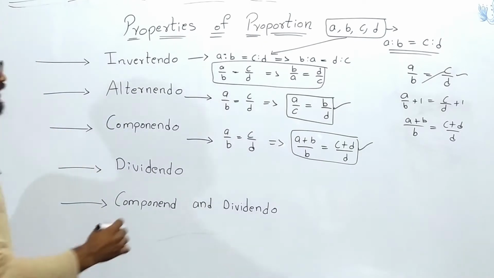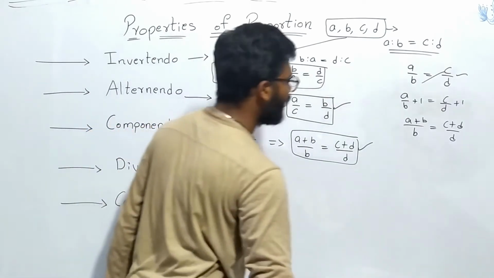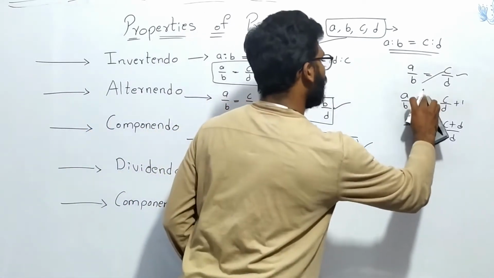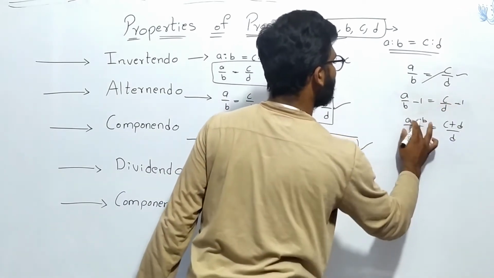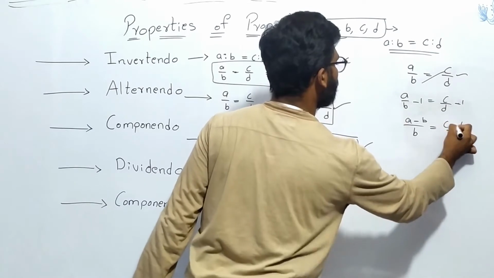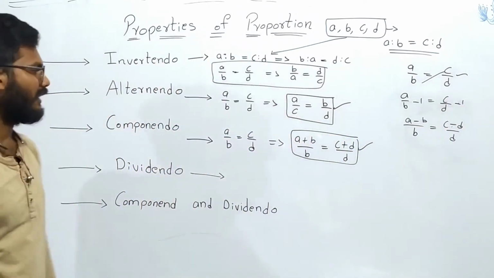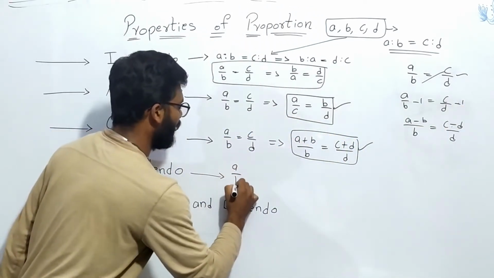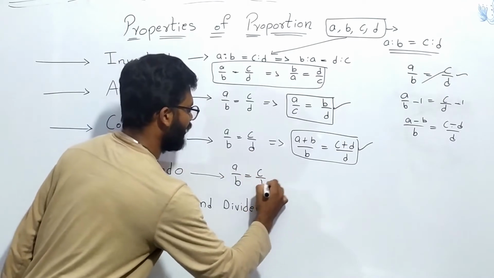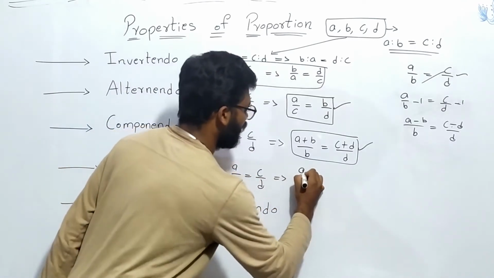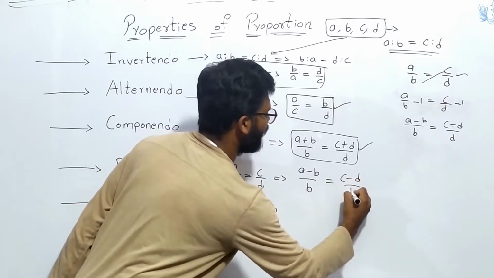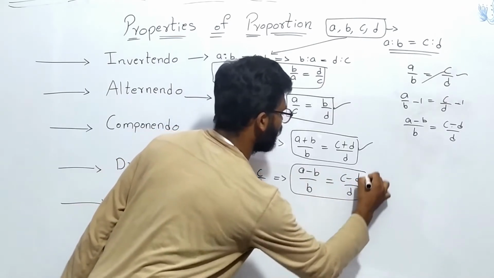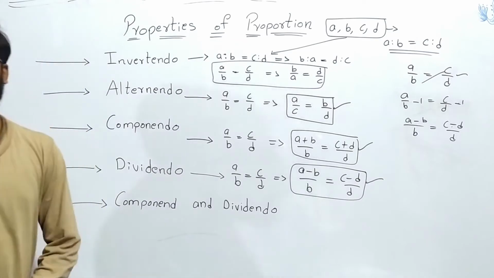In the same way, what is the dividendo property? Dividendo is nothing but if you subtract 1 on both sides, what will you get? A minus B by B is equal to C minus D by D, right? So if A by B is equal to C by D, that implies A minus B by B is equal to C minus D by D. This we call the dividendo property.